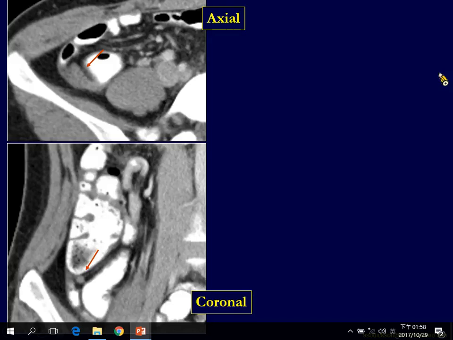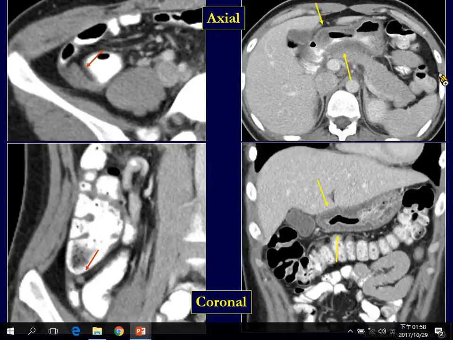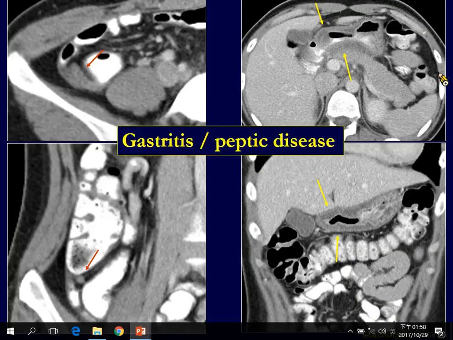Moving on here, on these 2 images, what I'm showing you here is a normal appendix. There it is beautifully in cross-section. But if we look at the top of our scan, we have a lot of gastric wall thickening here in this patient with gastritis or peptic disease.